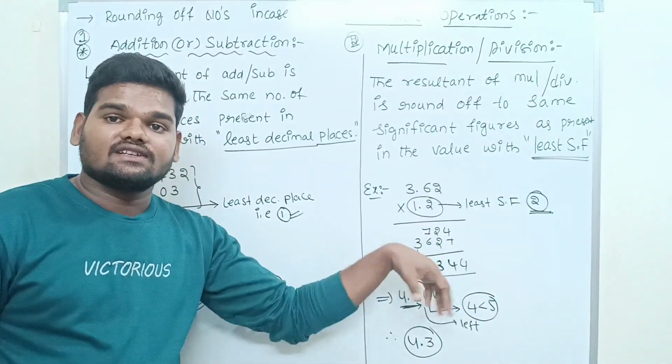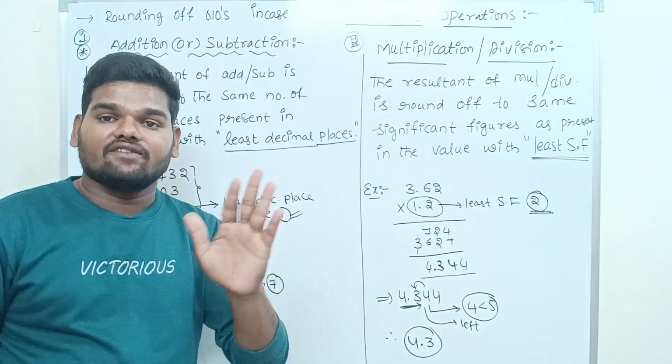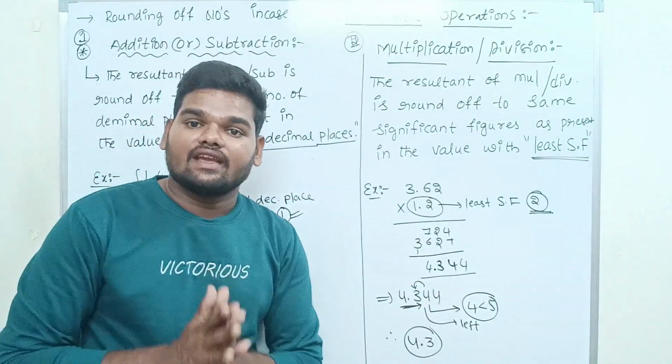The same thing applies to division. After doing the division, check which value has the least significant figures. Is it clear? Any doubt?